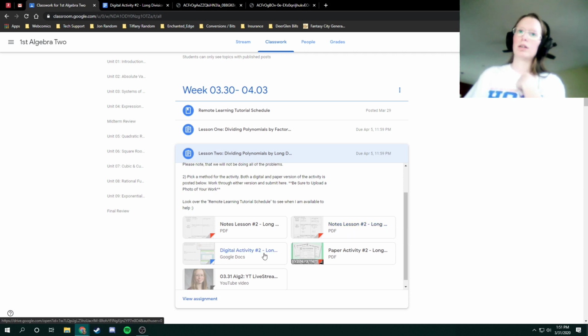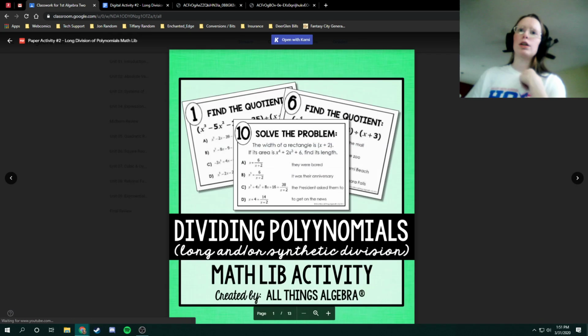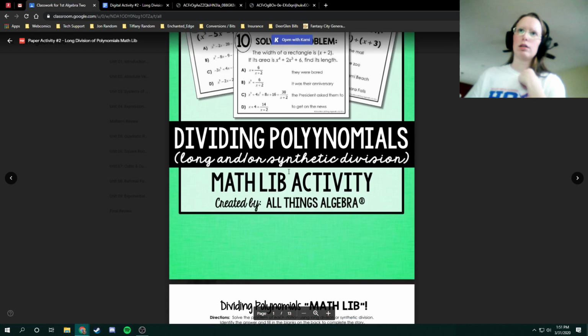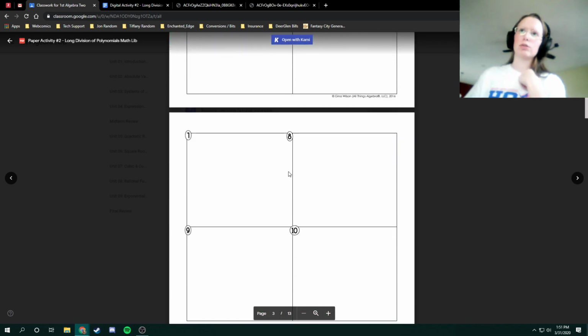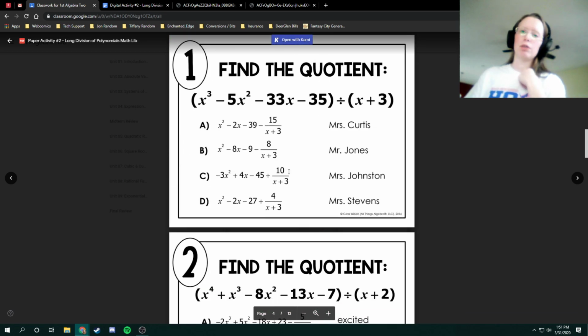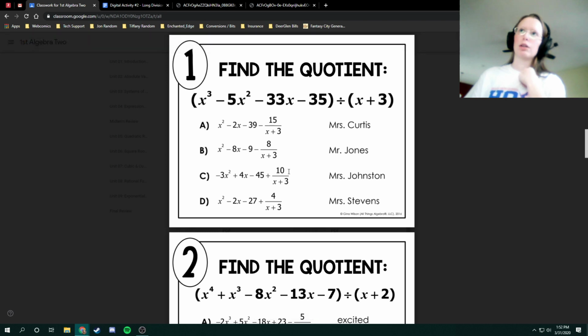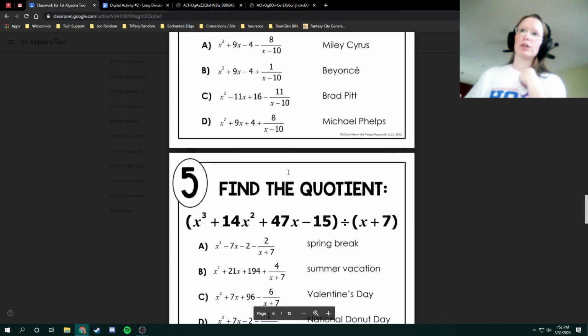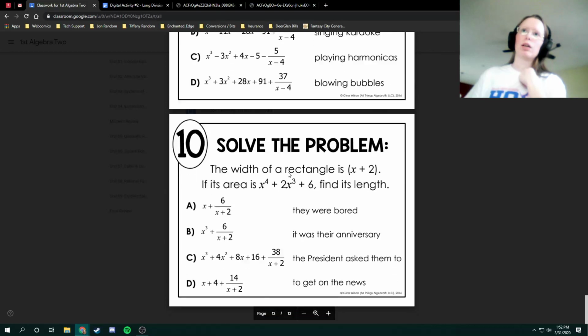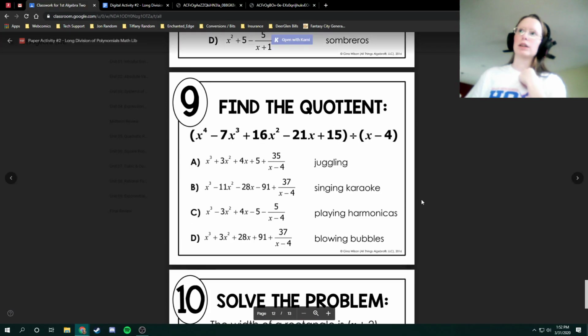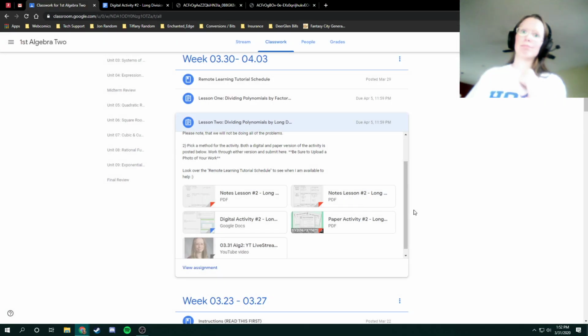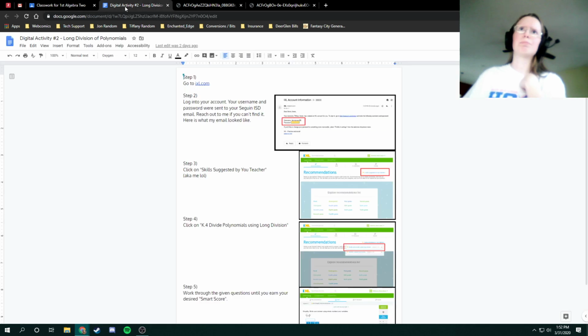There's a digital activity as well as a paper activity. The paper activity, we've had it almost like as a Google form before, but just to give you another option here, you would work through the various problems, circling the answer choices, and it makes a dumb riddle, or a dumb Mad Lib, essentially. Or there's a digital activity through IXL.com.